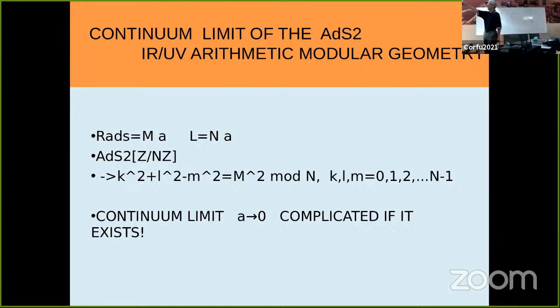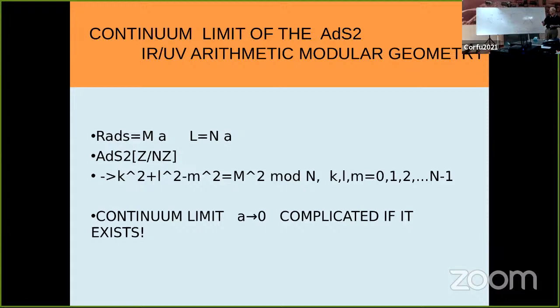If M is the radius of the ABS2 in units of the lattice spacing, then you have to solve the equation k square plus l square minus m square equals m square mod n. Now, if you take m square equals 1 mod n, then you can find sequences of m and n going to infinity, so that this equation goes to the continuum equation for ABS2.